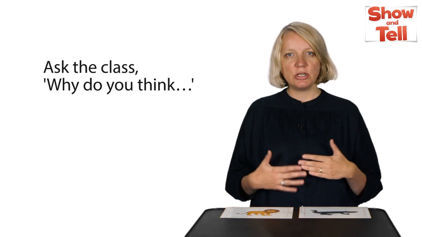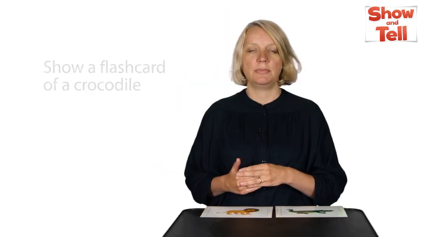Ask the class, "Why do you think this is a mammal?" Encourage the whole class to look at the features of a lion to decide. Things they might say are because they have fur or they have babies, not eggs. Some children may even know that the babies drink milk from their mother. They have warm blood. They can live in cold countries. Place the lion flashcard in the mammal circle.